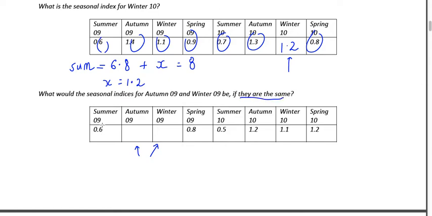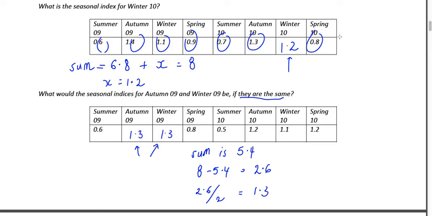So if I add up these ones here, the sum of those is 5.4. How many seasons are there? There's 8 seasons. So if I go 8 minus 5.4, that would give me 2.6. And as they are the same, I can divide by 2. So both of these must be 1.3. So questions such as that come up.